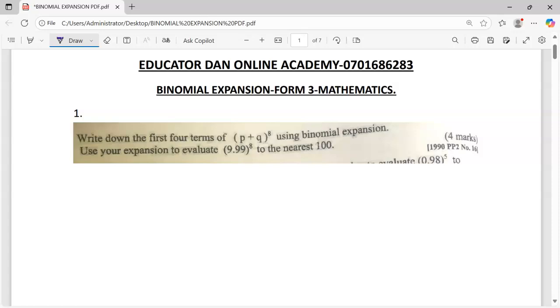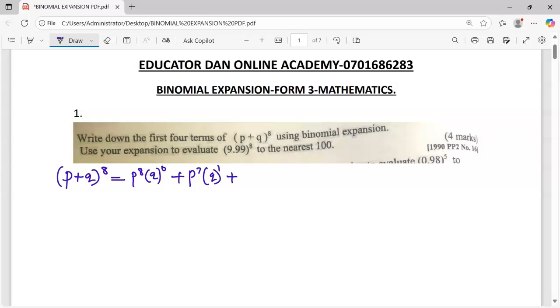When carrying out binomial expansion, the powers of the first term will descend as the powers of the second term ascend. So we are going to pick the expansion that is (p + q) raised to the power of 8 and start expanding it. We begin with p^8. We multiply by q, that is the second term, but the second term begins with 0, plus p^7 into q^1.